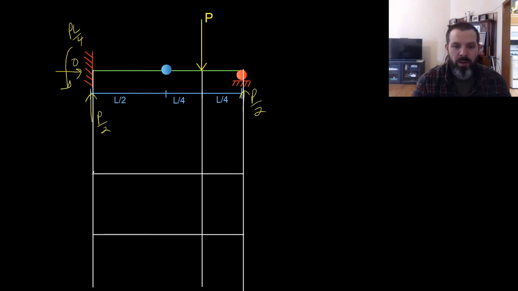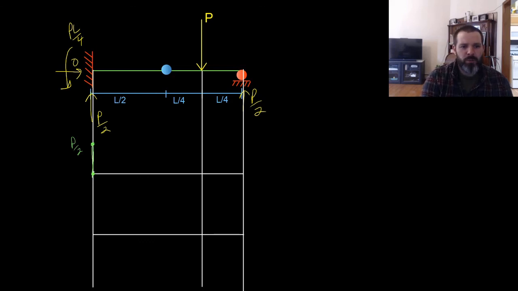Now, for our shear and moment diagrams, the shear diagram moves with the forcing function. In this case, we only have point loads, and these point loads cause jumps in our diagram. Shear and moment diagrams need to begin and end at 0. So on the left-hand side here, we start at 0. We jump up a value of P over 2. So we go from 0 to P over 2.